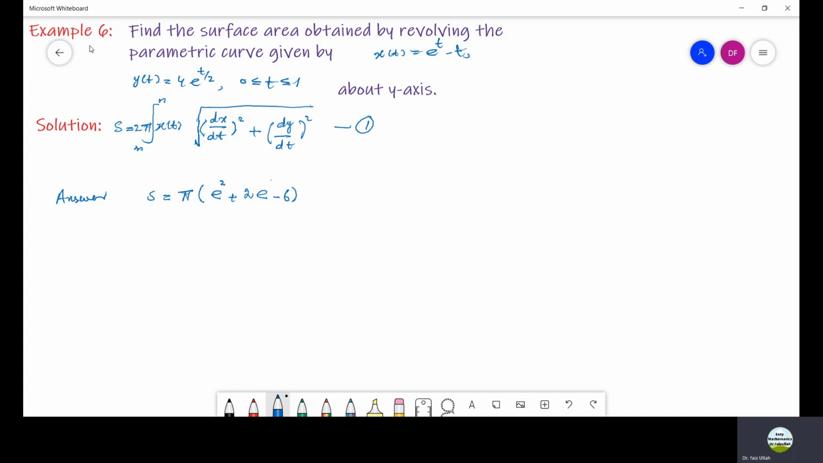In example number 6, we are given the parametric curve and we are rotating the region about the y-axis. So we shall use the last formula given by 1. Students can try to solve this problem. The solution is pi into e square plus 2e minus 6.